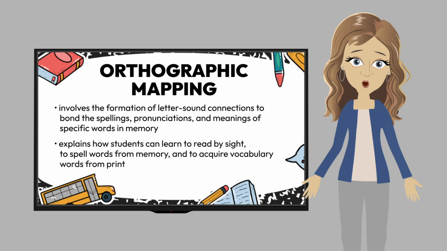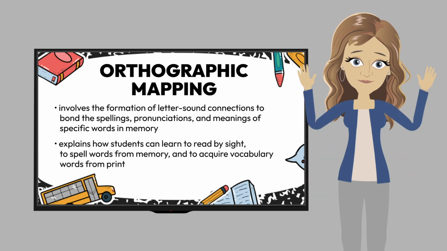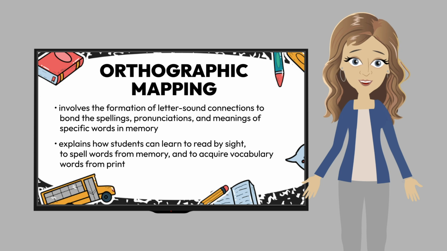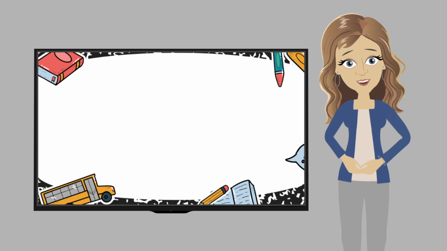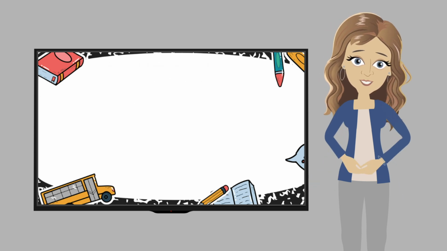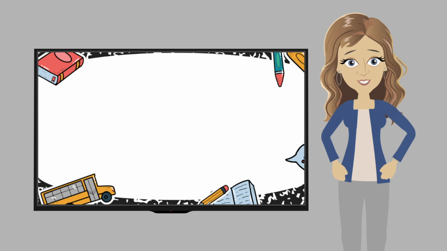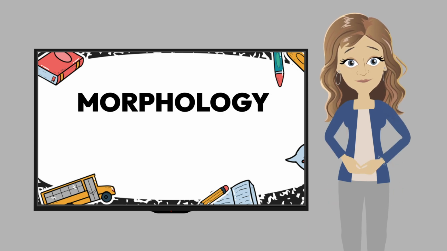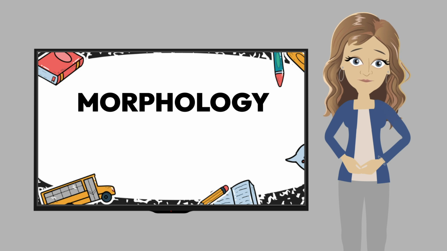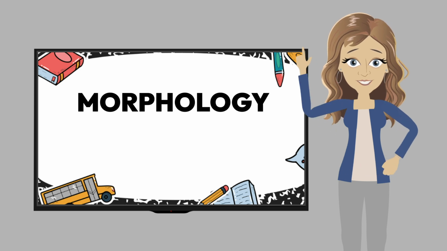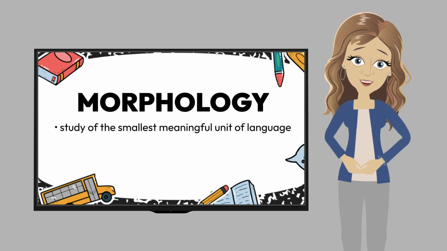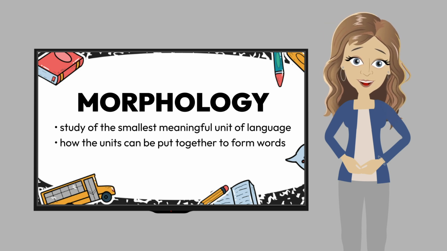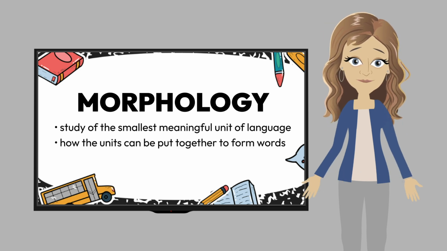It explains how students can learn to read by sight, to spell words from memory, and to acquire vocabulary words rapidly from print. The last big idea covered related to how we can increase students' word consciousness and word knowledge by heightening their understanding of morphology, and how it should also be a consideration when trying to determine the words to teach via direct instruction. It is the study of the smallest meaningful unit of language and helps us understand how the units can be put together to form words.